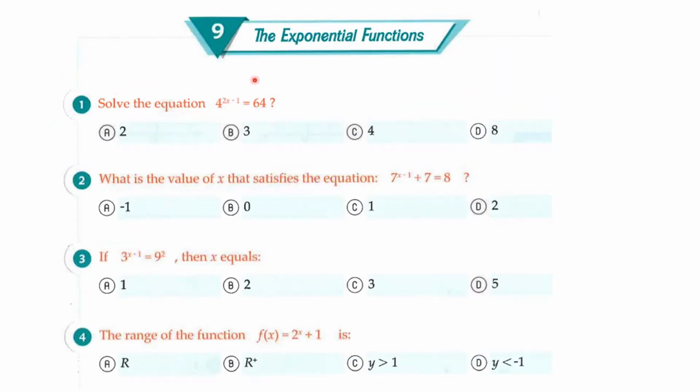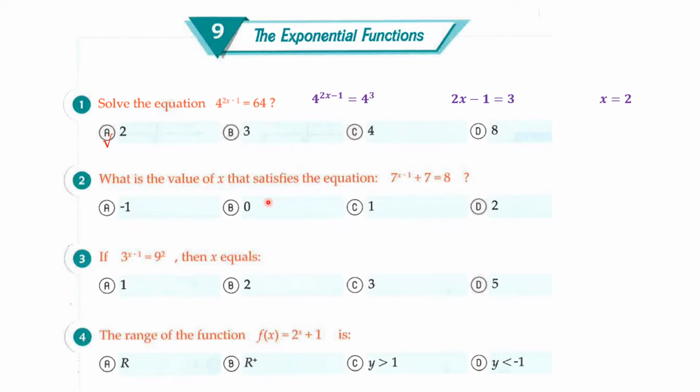So this part is about exponential functions, and the first question says solve the equation 4 to the power of 2x minus 1 equals 64. First of all, we have to make the bases equal. So 4 to the power of 2x minus 1 equals 4 to the power of 3, and then the powers, I can set them equal to each other, and the answer is x equals 2.